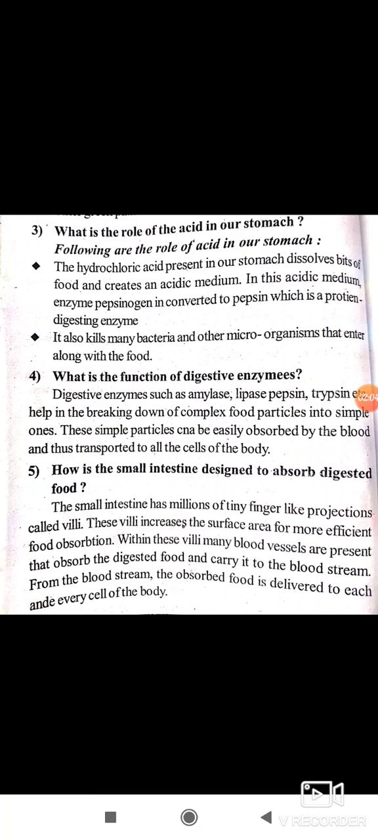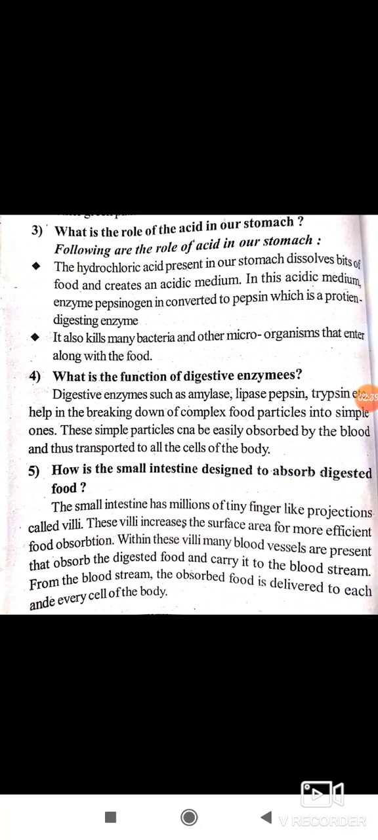So, what is the function of digestive enzymes? Here, digestive enzymes such as amylase, lipase, pepsin, trypsin, etc., help in the breaking down of complex food particles into simple ones. So, these simple particles can be easily absorbed by the blood and thus transported to all the cells of the body.